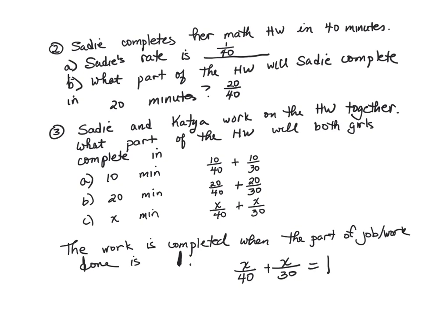So before we solve that, do you think the answer would be a number between 30 and 40? A number that's less than 30? Or a number that's more than 40? If both girls work on the homework the same time using their individual rates. Well, let's see.